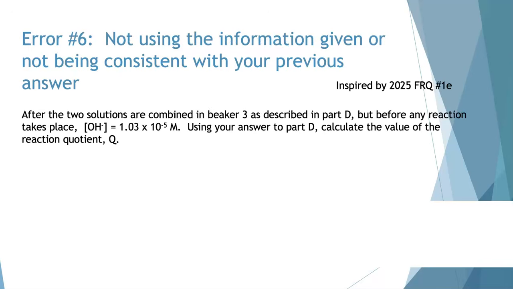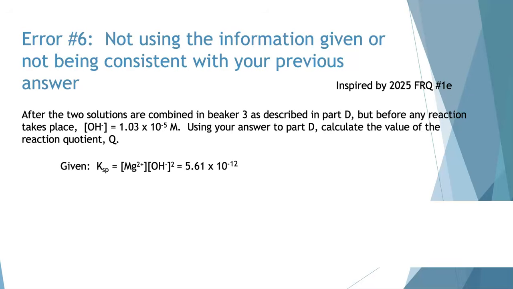The next error I want to talk about is not using the information you were given or not being consistent with the previous answer to write your own response to the question. So we're still working through a version of the 2025 exam after the 2 solutions are combined in beaker 3 as described in the previous part. But before any reaction takes place, we're given a hydroxide ion concentration of 1.03 times 10 to the minus 5th molar. Using your answer from the previous part, calculate the value of the reaction quotient Q.